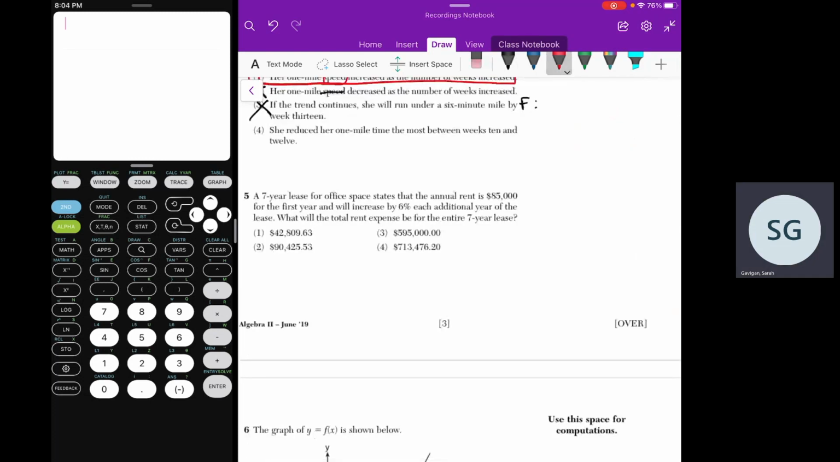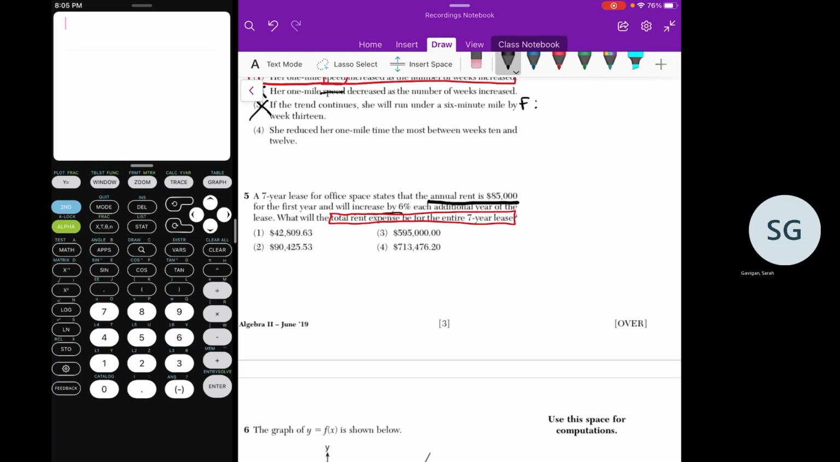Let's look at the 7-year lease. A 7-year lease for office space states that the annual rent, so that means the yearly rent, is $85,000 for the first year, and then it increases 6% each additional year of the lease. What will the total rent expense be for the entire 7-year lease? So the total rent expense for the 7-year lease.